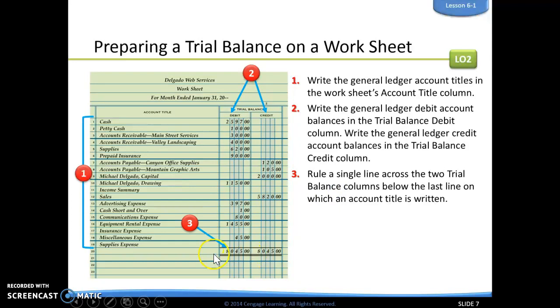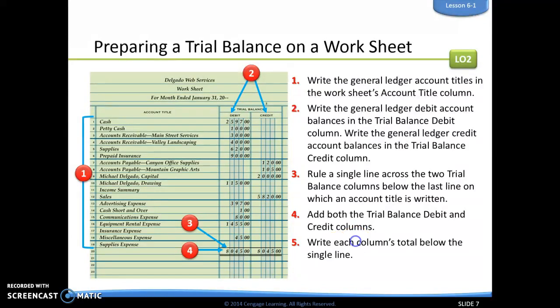Next thing that we'll do is put a single line rule. Remember that a single line rule is just a line across those two columns, and that just tells us that we are going to total those two columns. Next thing that we'll do then is add our debit column, and we're also going to add our credit column. We want to make sure that our debits equal credits. If we were to see here that debits and credits don't equal, that tells us that we have a problem. In this case, the debits and credits are equal, so that is great. So once we write those totals in and they're equal, we're going to double line rule. A double line rule, remember, just shows that our debits and credits are equal.